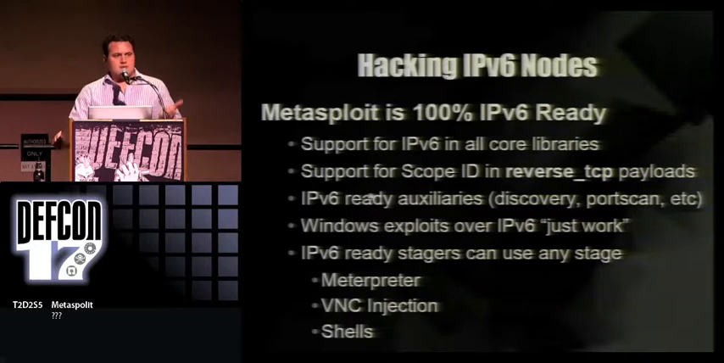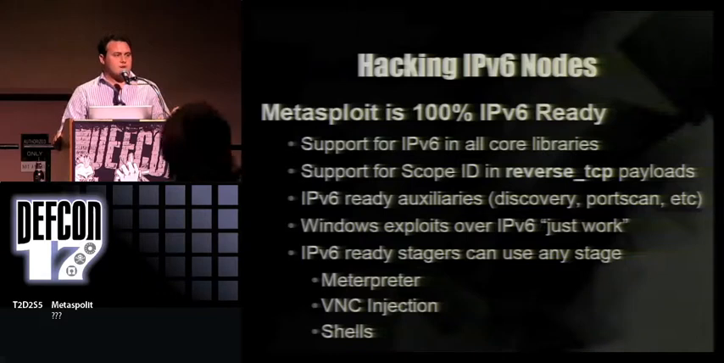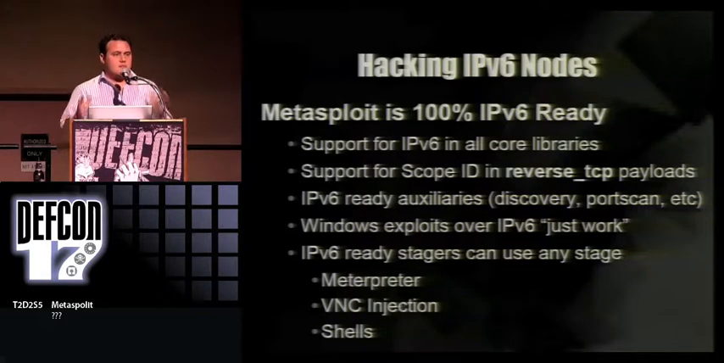So on the IPv6 side, I've mentioned this on one conference before and in some of the training, but all of Metasploit is IPv6 ready. We have support for it in every core library, every socket. We've actually got support in the payloads for Windows and Linux. You can exploit anything over IPv6, pure IPv6, and it just works right now. All the stagers, VNC inject, Meterpreter, that stuff just works great. No IPv4 traffic at all.